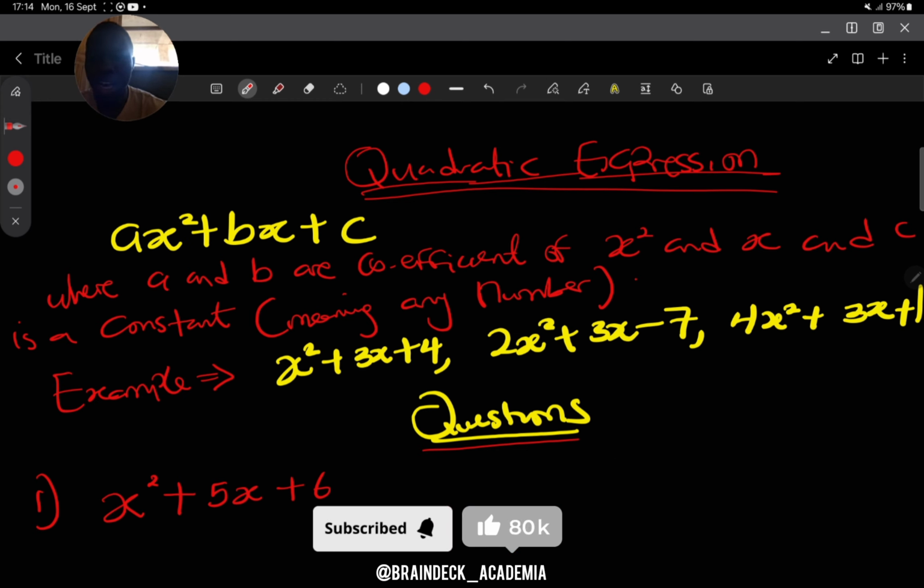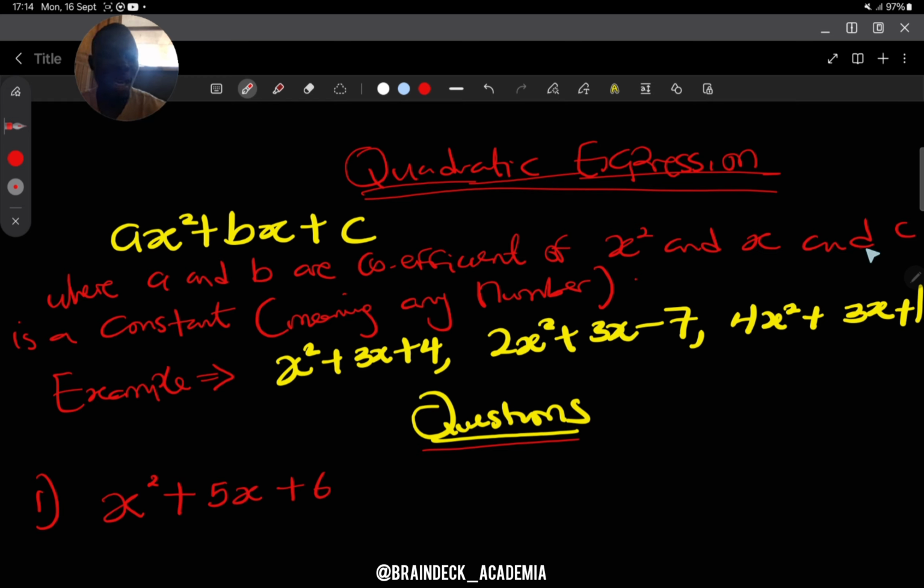Now, I wrote that where a and b are the coefficients of x squared and x, and c is a constant, meaning it can be any number. It can be 3, it can be 4, it can be 5, it can be 6. Now these are just some simple examples of a quadratic expression. These are just different quadratic expressions. So whenever you see any expression like this, you need to recognize that this is what you call a quadratic expression.